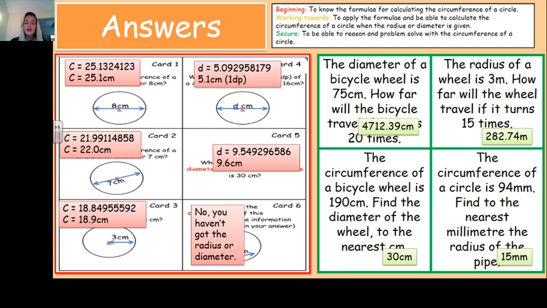Here's the answers. Now, if there's any one in particular or a few that you got wrong, look at the right answer and see if you can see where you made your mistake, because it's really important that we do learn from our mistakes, okay?